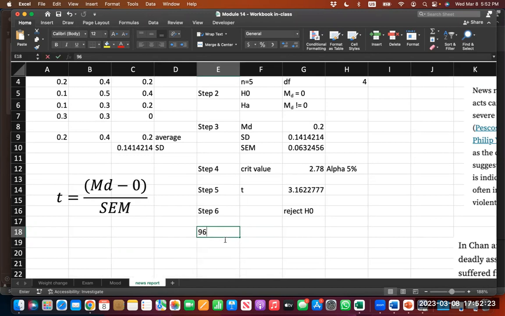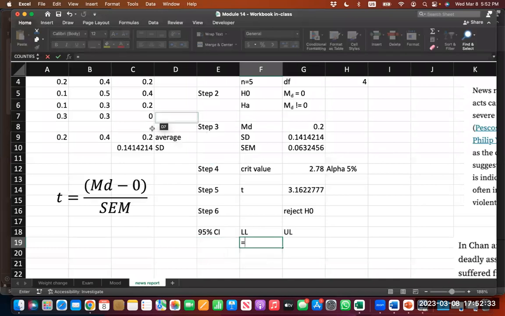And then it's just the 95% confidence interval. That is basically just a calculation of the lower limit and upper limit. That is basically the mean difference.